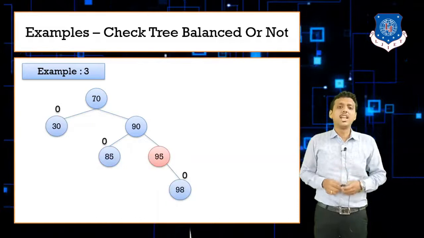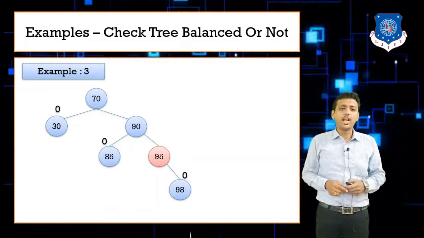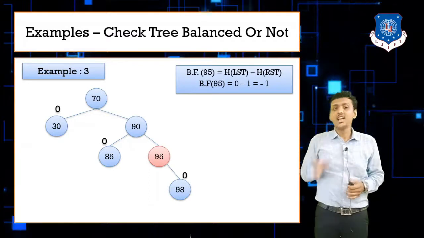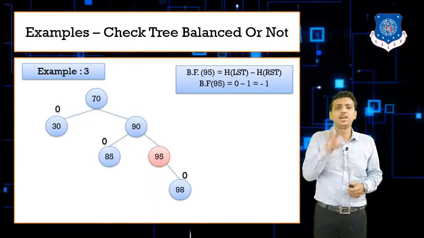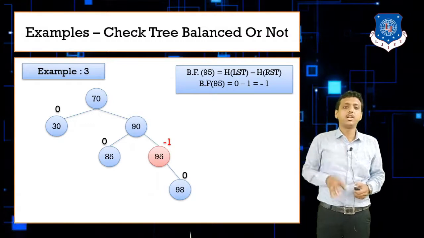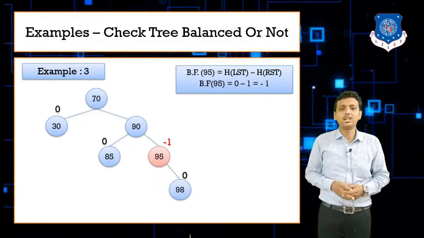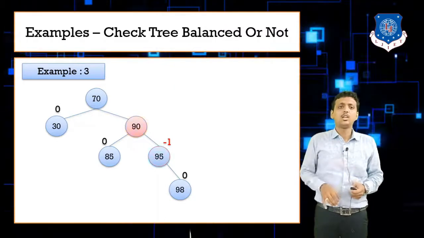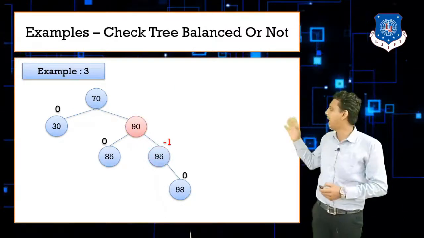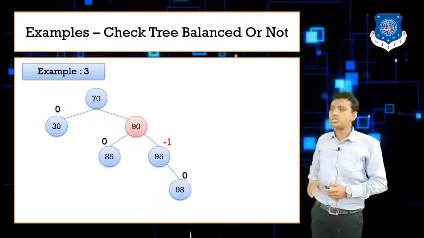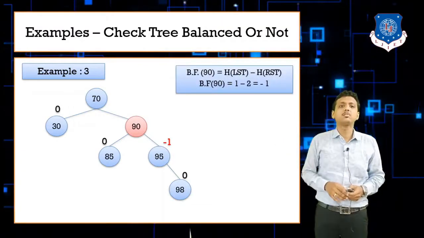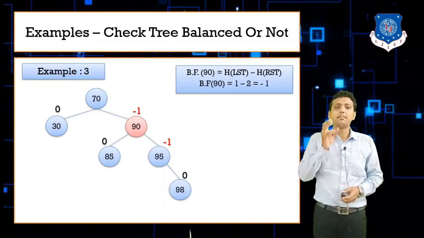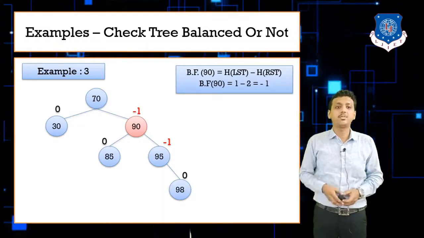Students, next we have 95. For node 95, the left subtree height is 0 and the right subtree height is 1. So 0 minus 1 becomes -1. So for 95 we have -1. Now for node 90, the left subtree height is 1 and the right subtree height is 2. So 1 minus 2 becomes -1. So on node 90 we can write -1 as our balancing factor.